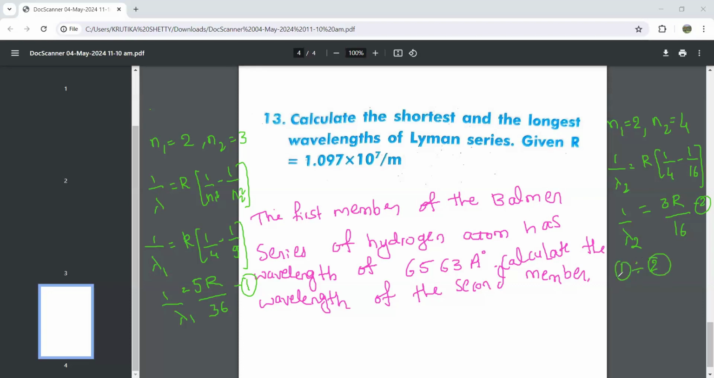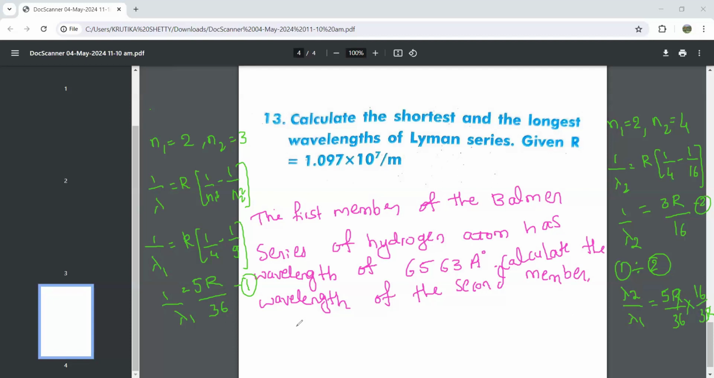So we have 1 by lambda 1 and 1 by lambda 2. Taking the reciprocal, lambda 2 comes in the numerator and lambda 1 in the denominator. So lambda 2 by lambda 1 is equal to, what are the values now? 1 by lambda 1 is 5R by 36, and 1 by lambda 2 is 3R divided by 16. Therefore 16 divided by 3R. So R will get cancelled.